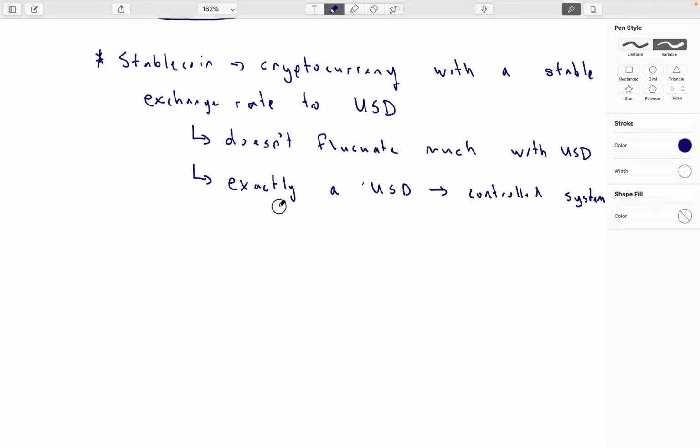Or a more extreme version is it's a US dollar because the US government decides to put the US dollar on Ethereum, and they issue a token and say this is the digital US dollar. In that case it would also be exactly a US dollar because it's issued by the government. And this is what we call a CBDC, which is a central bank digital currency.